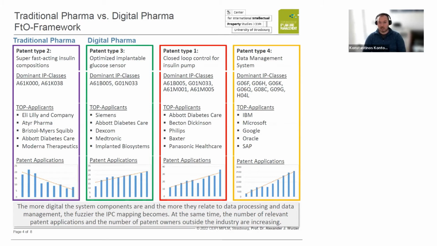The top applicants are traditional, so to speak, IT companies who in principle have nothing to do with healthcare, while the number of patent applications is at least a factor of 2 more than in the previous fields, and is constantly increasing. So the more we move towards digital system components, the classification becomes even more fuzzy and more complicated, and the number of applications and relevant owners is increasing exponentially. So next.